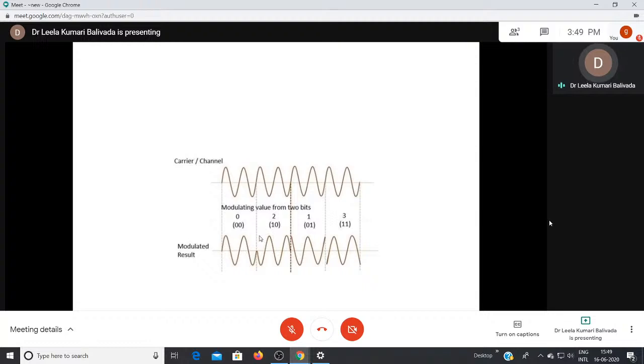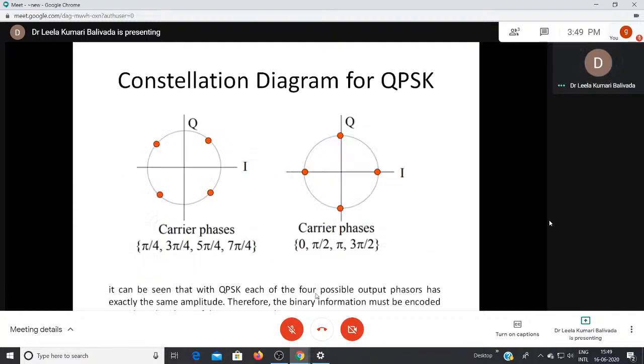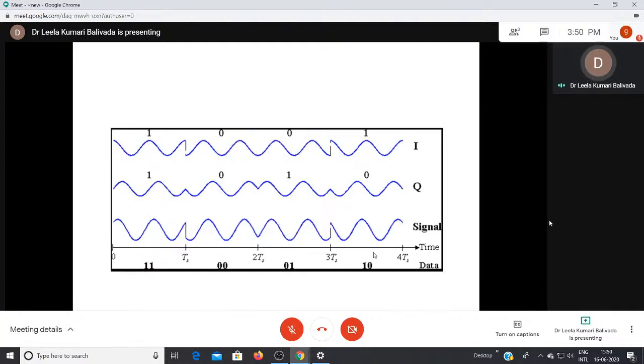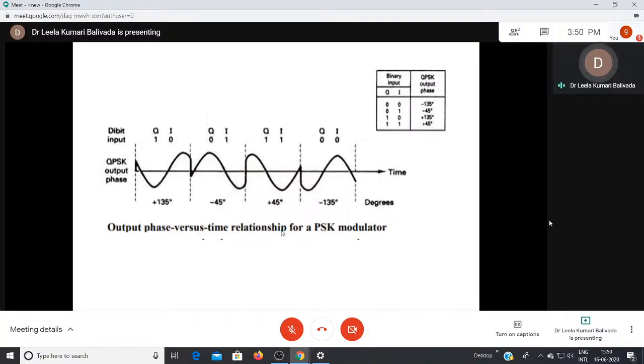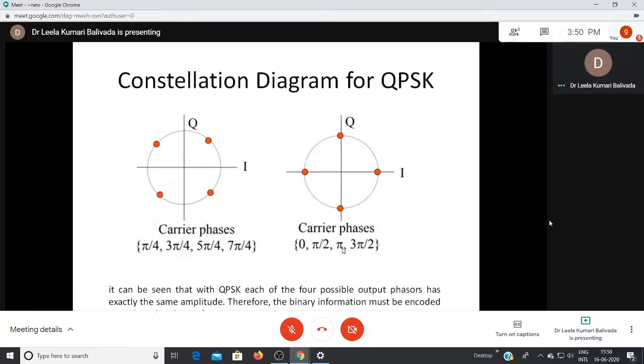Here we have represented it in another way, since we can also represent the phases as 0, pi by 2, pi and 3 pi by 2. So here we can represent 00 with 0 phase, 01 with 90 degrees phase, and 10 with a phase of pi.